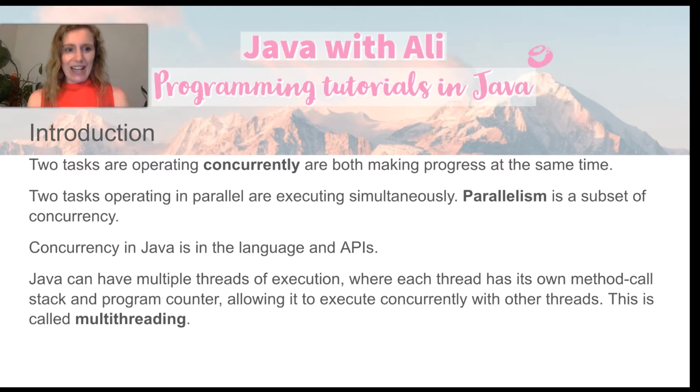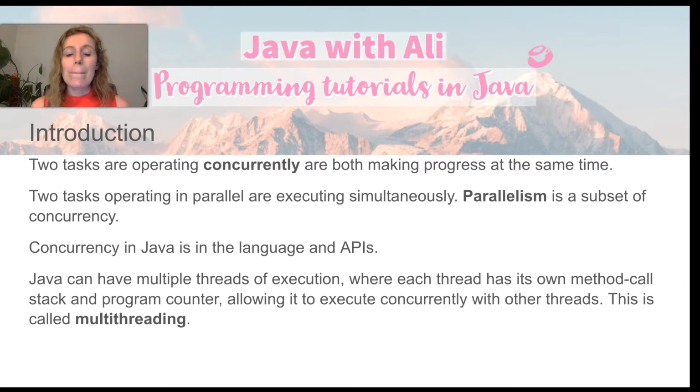Okay, so the introduction then. Two tasks operating concurrently are both making progress at the same time. Two tasks operating in parallel are executing simultaneously, and that is parallelism, because parallelism is a subset of concurrency. Concurrency in Java is in the language and the APIs, application programming interface.